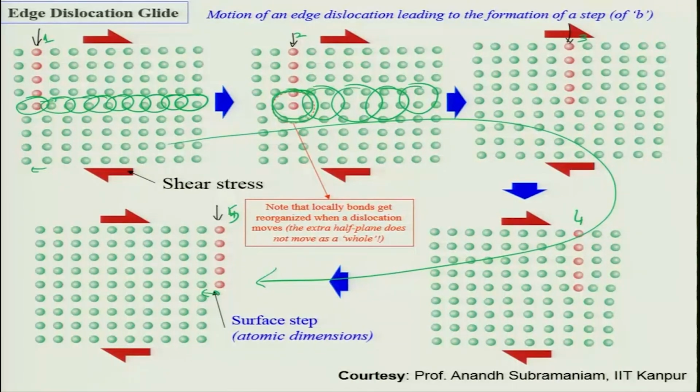It is this local bunch of atoms which reorganize themselves when the shear stress is applied, not the whole lot of atoms, and that is why the stress is lower. Note that locally bonds get reorganized when a dislocation moves; the extra half plane does not move as a whole, and this is what leads to lowering of stress, because you are not moving all the atoms with respect to all other atoms, you are moving just a local group of a few atoms to make this happen.